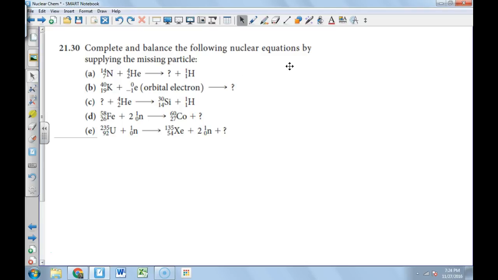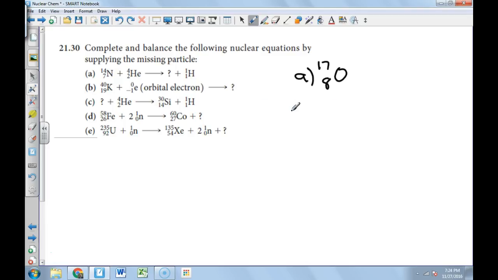So here for part A, remember this side has to equal this side. So this is 9, and this is 1. So the atomic number has to be 8, which I know is oxygen. I can write that already. Then 14 and 4 is 18, but this is 1, so this is going to be 17. So 17 plus 1 is 18, 8 plus 1 is 9, everything is good.